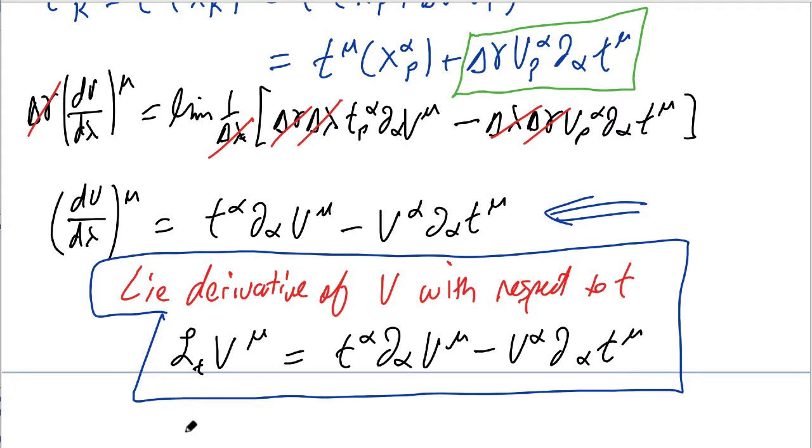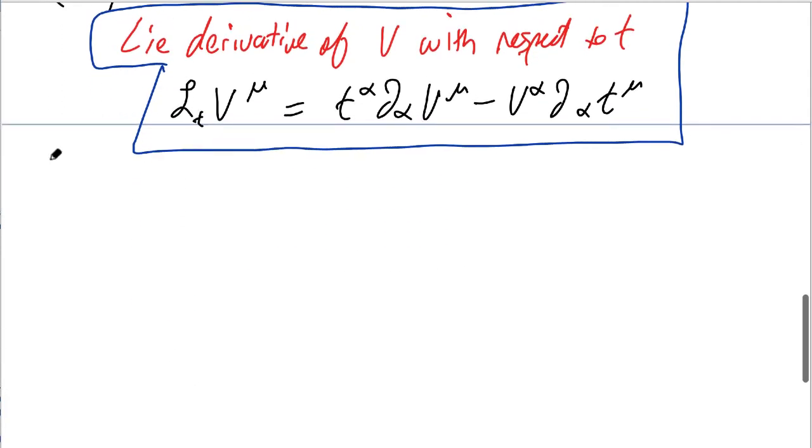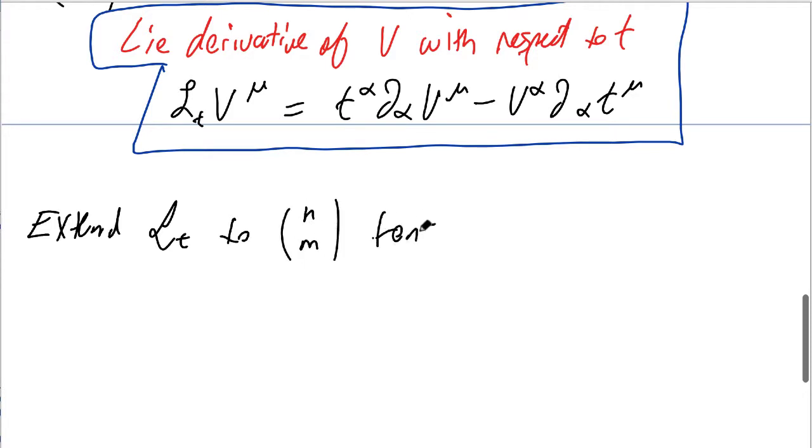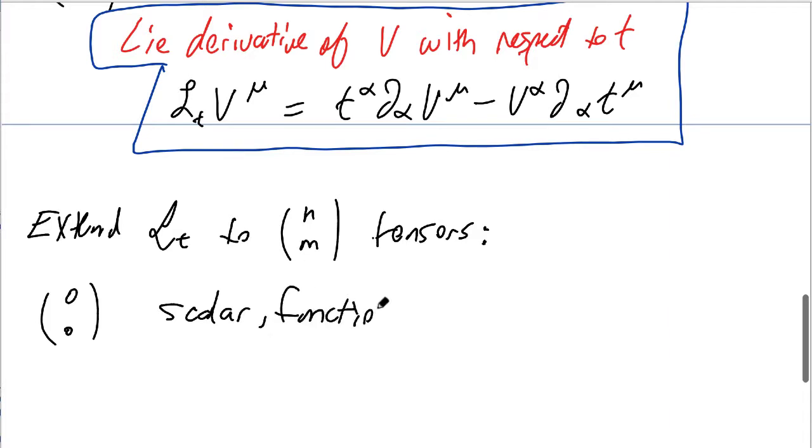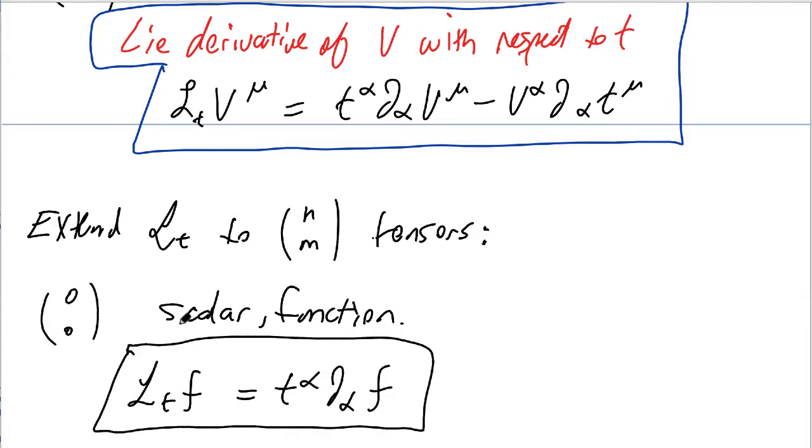We can extend the action of the Lie derivative to tensors of other rank. So let's start with a rank (0,0) tensor, otherwise known as a scalar, or simply a function. If f is a function, we define the Lie derivative of the function, really the only option we have, as the directional derivative along the integral curves of the vector field t. So this is the definition of the Lie derivative for a scalar function.